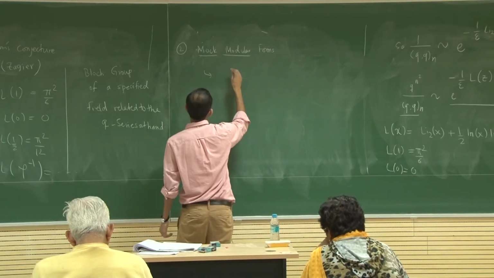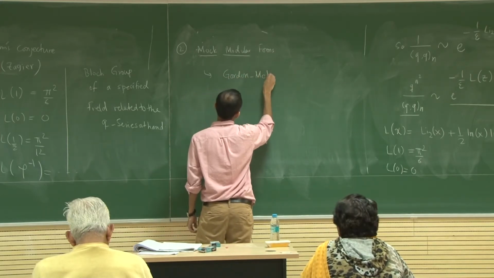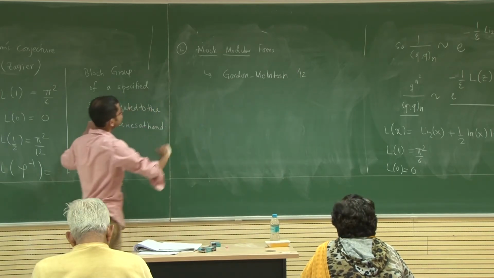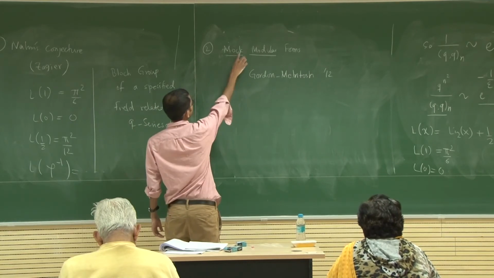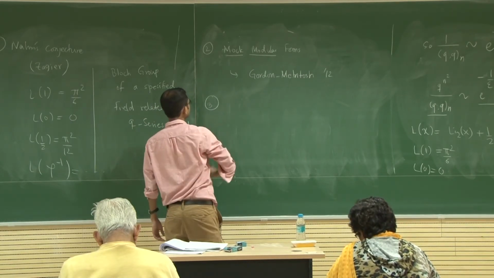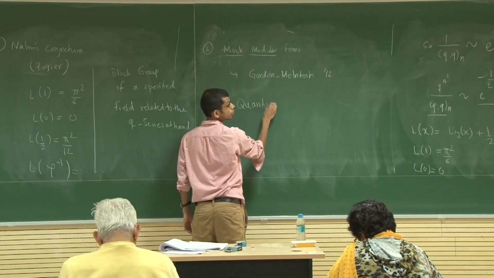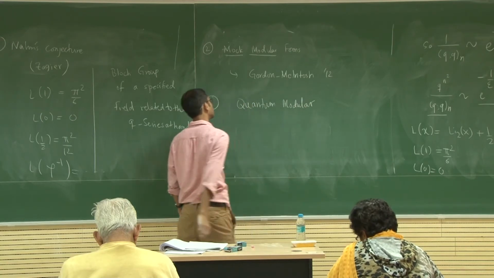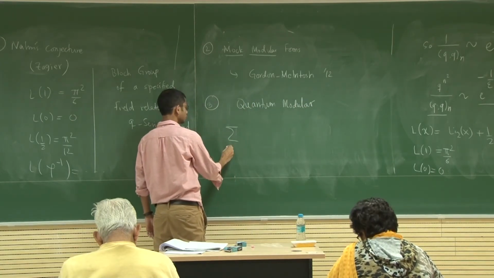There is a survey by Gordon and McIntosh on this, from 2012. At the end I'll give the references on what these are. And third, now there are very fancy things called quantum modular forms. I absolutely have no idea what they are, but they are related to this strange function.